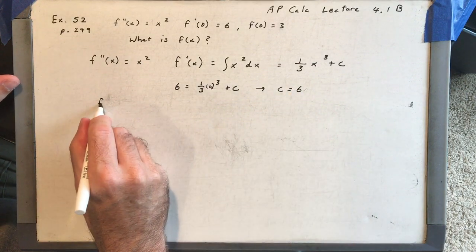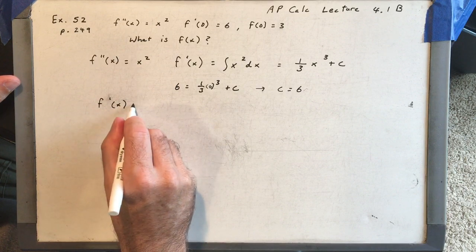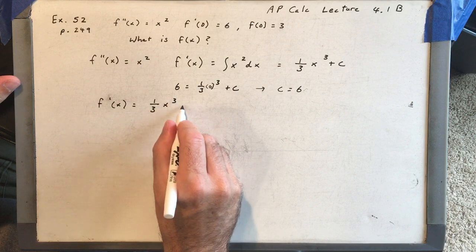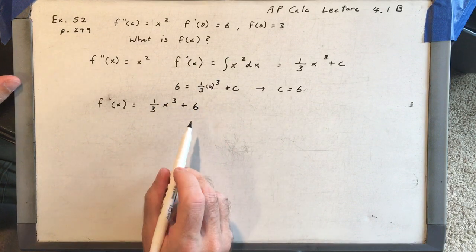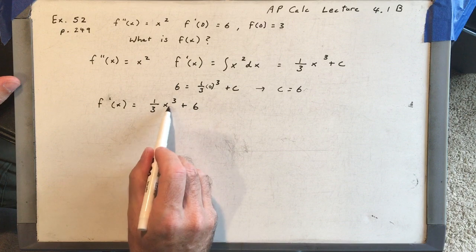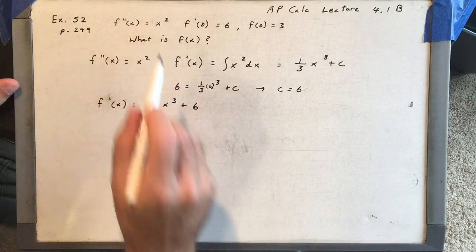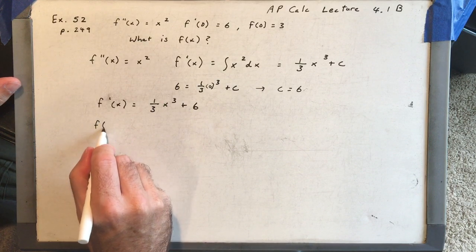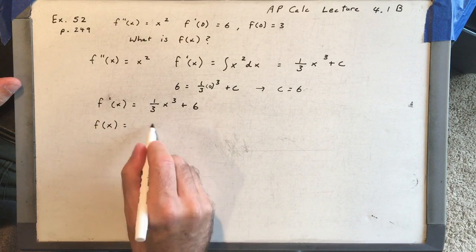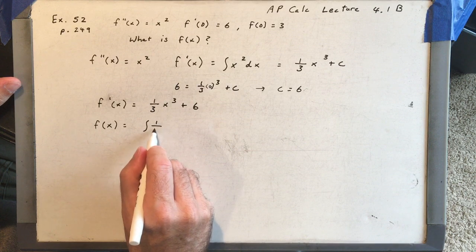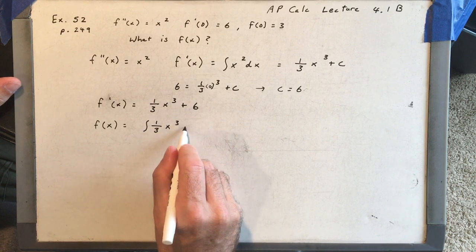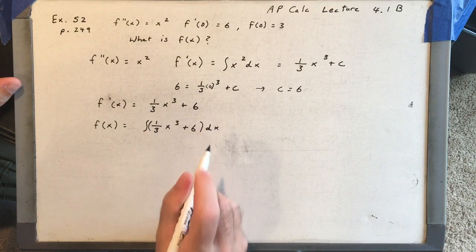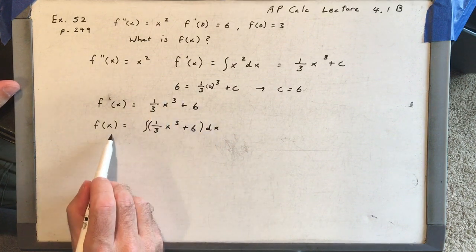Okay, so now we have an equation for f prime of x. It's 1/3 x cubed plus 6. How could you check that? Take the derivative and you would have x squared, and you get right back to the original. All right, in order to get f of x, which is our question, we would integrate 1/3 x cubed plus 6. That would get us up another level to the original equation.